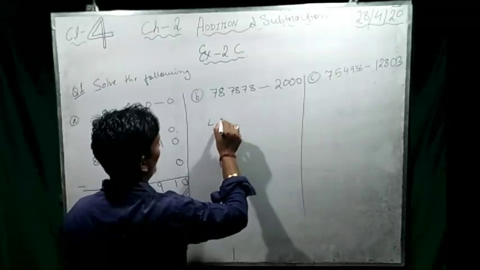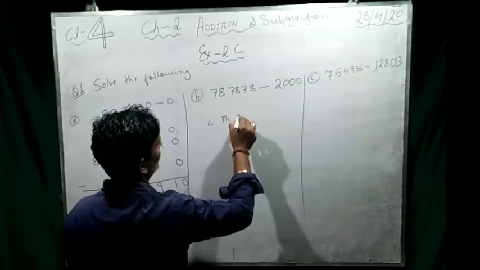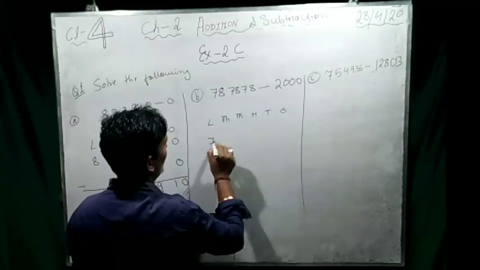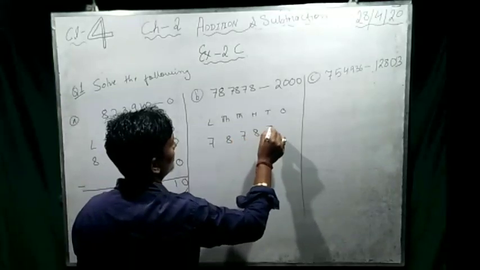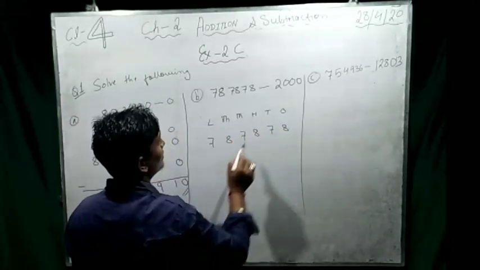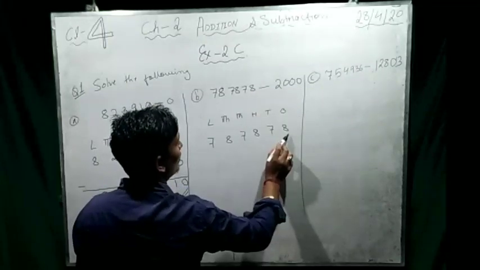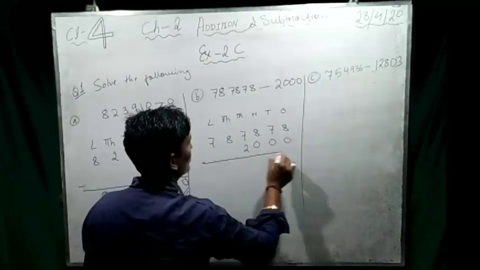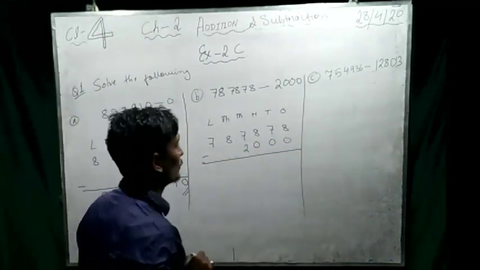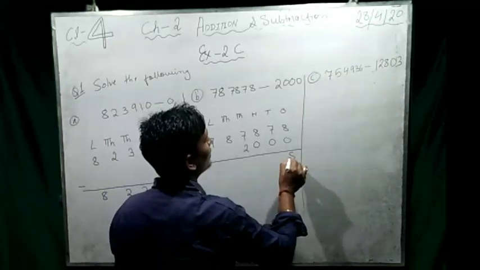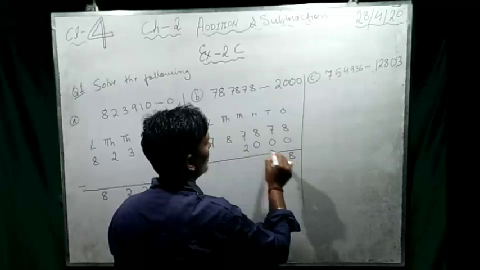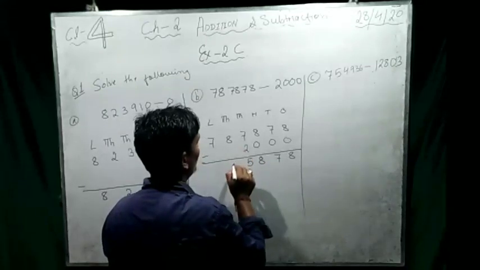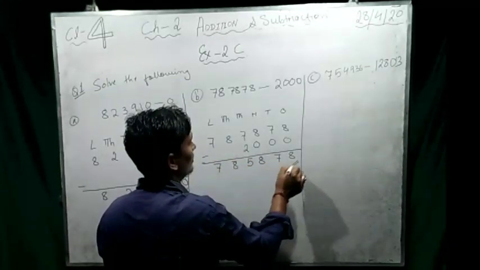6 digits. Lakh, 10,000, 1,000, 100, tens and ones. 7, 8, 7, 8, 7, 8. Then 1, 2, 3, 4. So 1, 2, 3, 4. 2, 0, 0, 0. Minus. So 8 minus 0 is how much? 8. 7 minus 0 is how much? 7. 8 minus 0 is 8. Then 7 minus 2 is how much? 5. 8 and 7. Done?